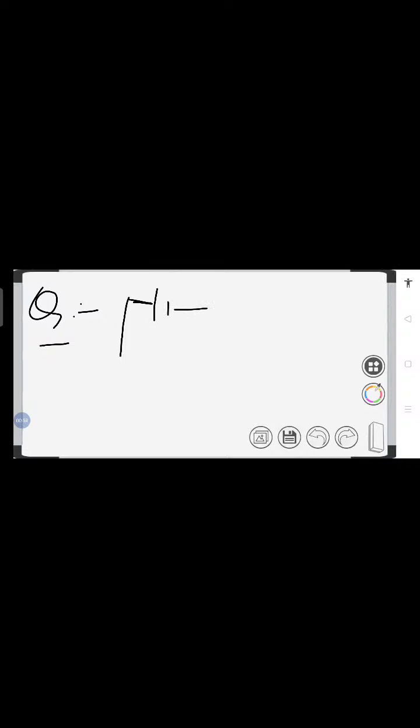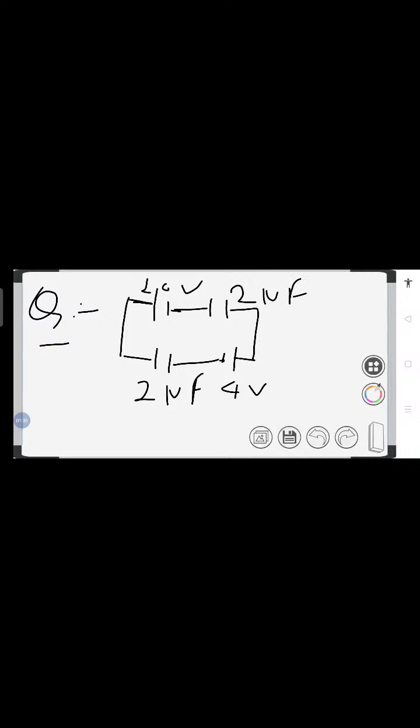Let there be a 10-volt battery connected in series with a capacitor. Then we have a battery of 4 volt which is connected to a capacitor like this. Okay, this is of 10 volt, this is of 2 microfarad, and this is also of 2 microfarad.